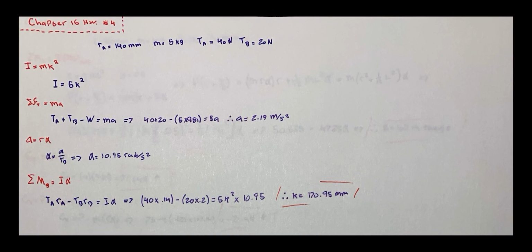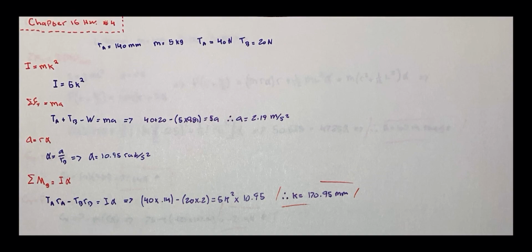Number 4, we have a drum that's attached to a disc, and they have a combined mass of 5 kilograms, and they're suspended by 2 cords, and we are supposed to determine the combined radius of gyration of the disc in the drum. So we know that I is equal to mk squared, and we can just plug in our knowns there and get I is equal to 5k squared.